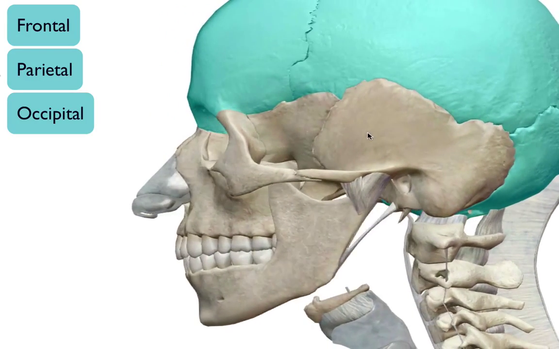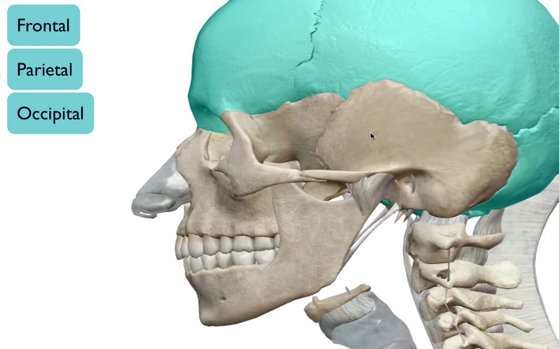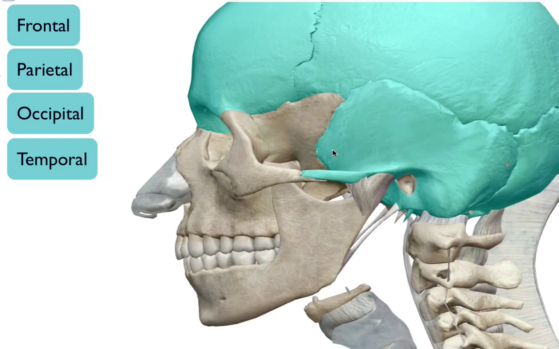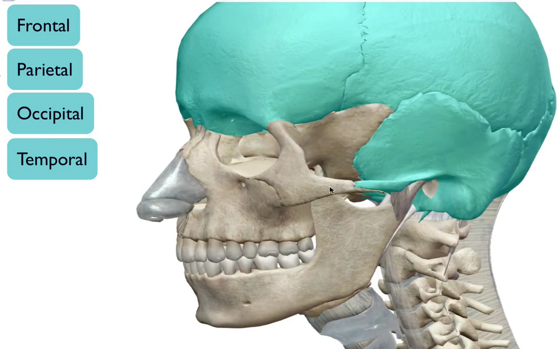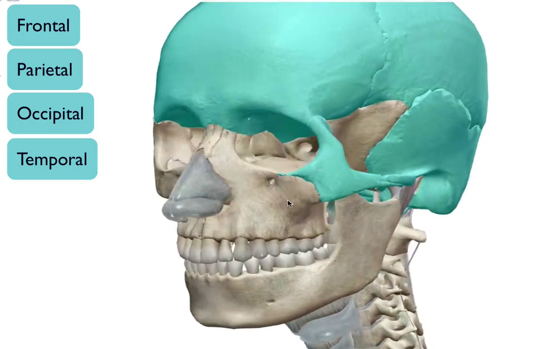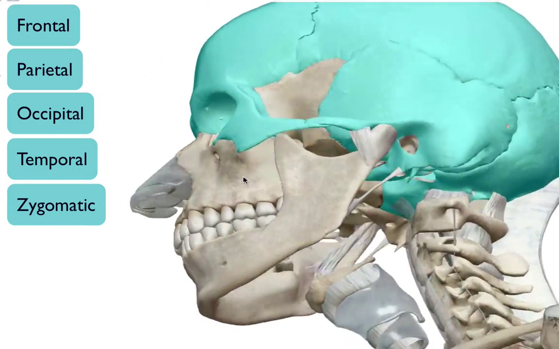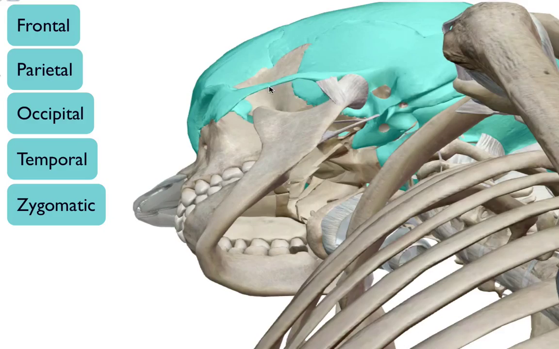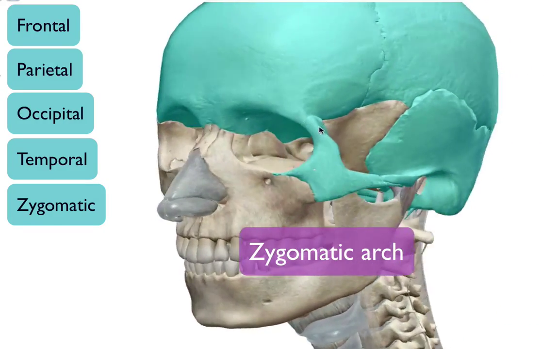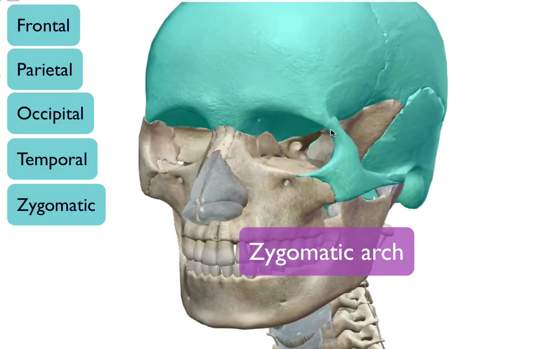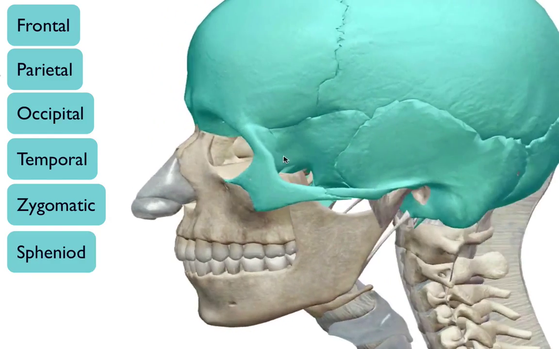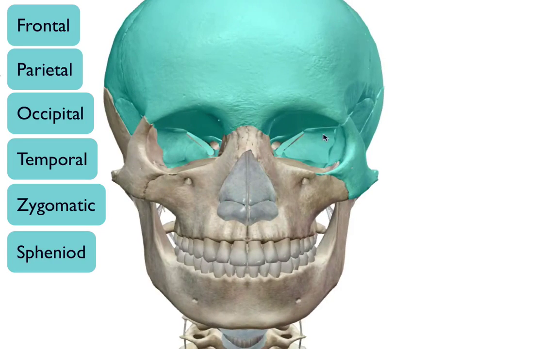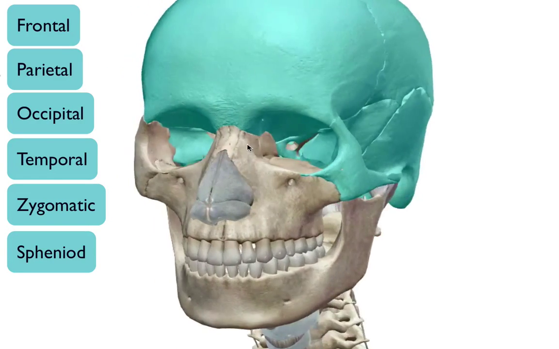Okay, and then moving more to the lateral side here, we have your temporal bone. Okay, and you can see this little bone is attaching itself to your cheekbone, the zygomatic bone. Okay, and that little arch there is called your zygomatic arch, and that's one of the features that we'll take a closer look at once we take A&P. And then you have your sphenoid bone. Okay, as you can see, it kind of goes behind the eye socket.